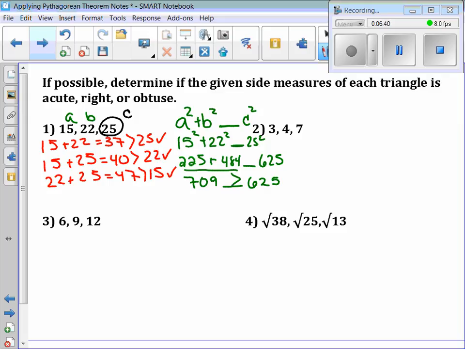So we know the sum of the two sides, a squared plus b squared, is greater than c squared. So when that happens, that means c is small. So this is an acute triangle.